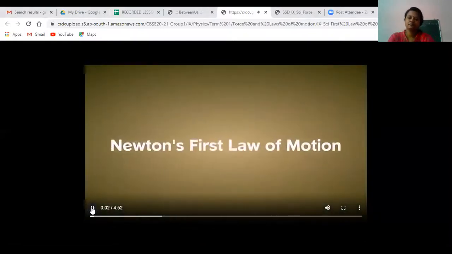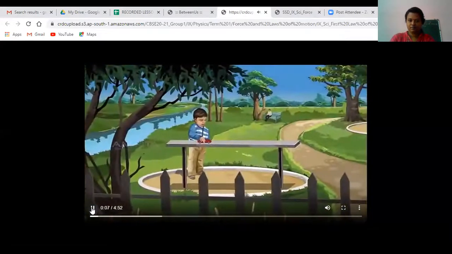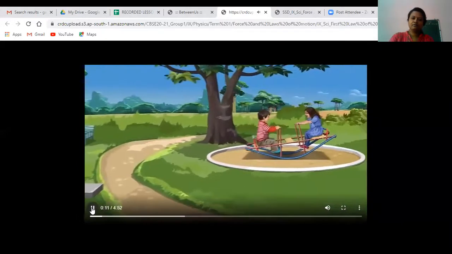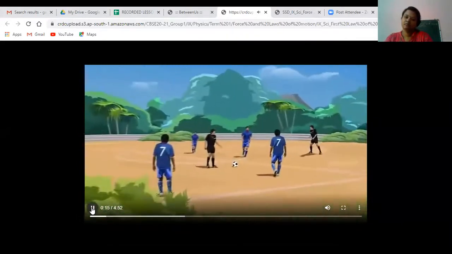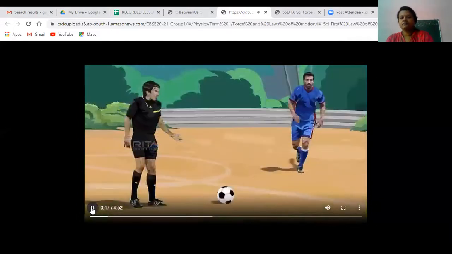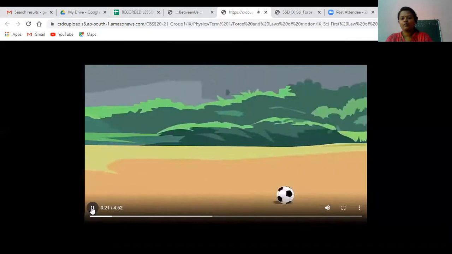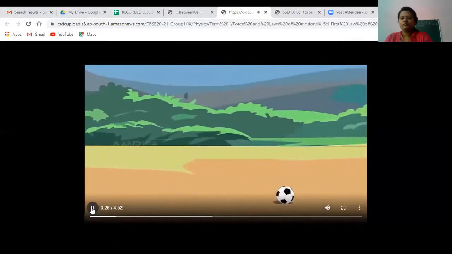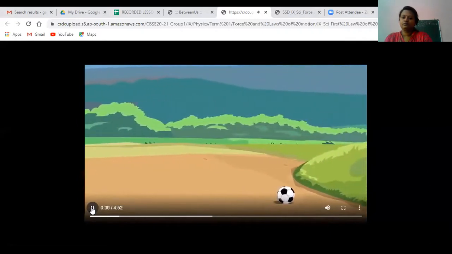Newton's first law of motion. In our everyday life, we observe that effort is required to put a stationary object into motion or to stop a moving object. Have you ever wondered if a ball kicked on the ground would keep moving forever, or after some time would naturally stop moving? The ball will continue to move unless an object of force stops it.